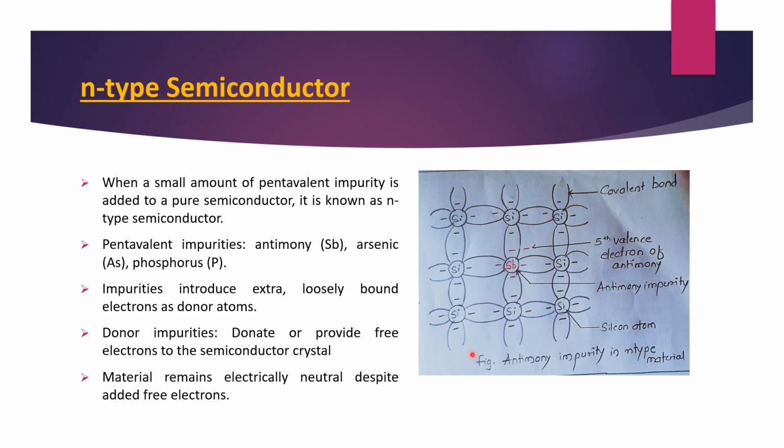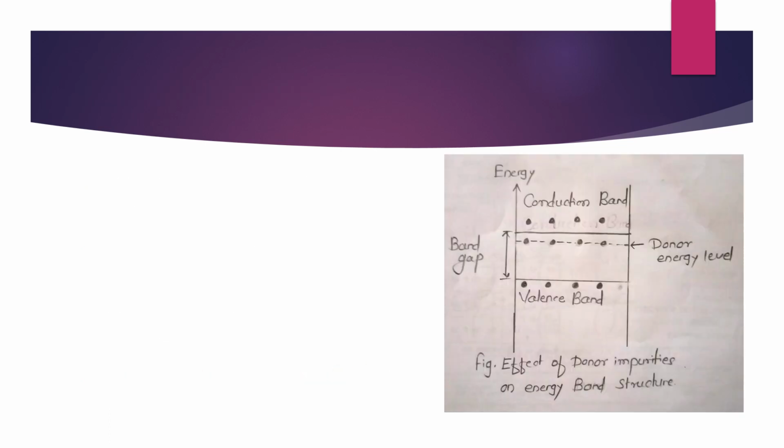But does that mean the structure becomes negative in nature? No, the material remains electrically neutral despite the added free electrons. And what is the reason? Tell me, what is the reason? If you have seen the last videos, you will know that even if the electron is set free here, the number of electrons is always equal to the number of protons that reside in the nucleus of this atom. The protons have positive charge, the electrons have negative charge, they cancel each other. This material remains electrically neutral.